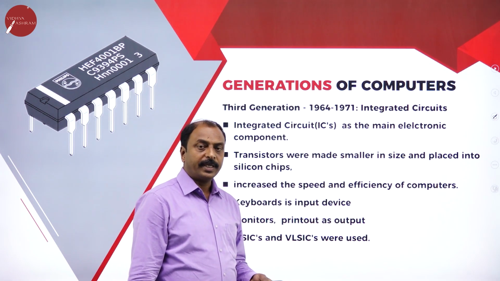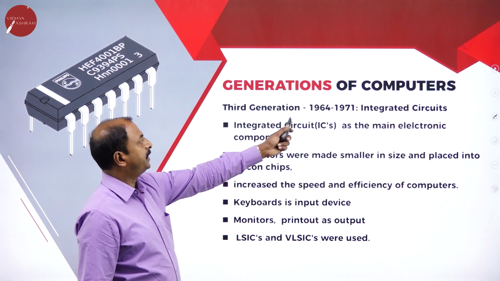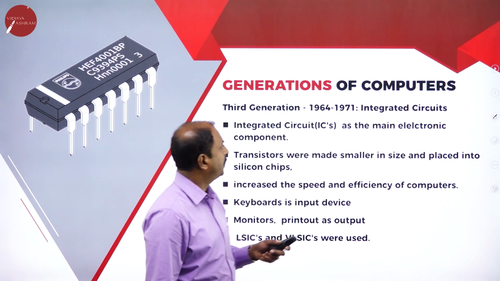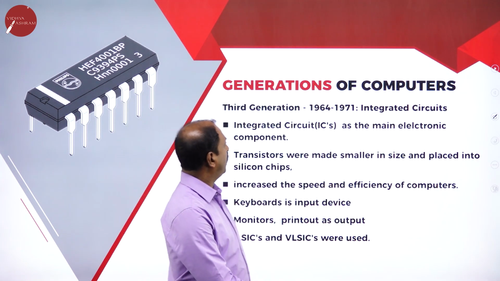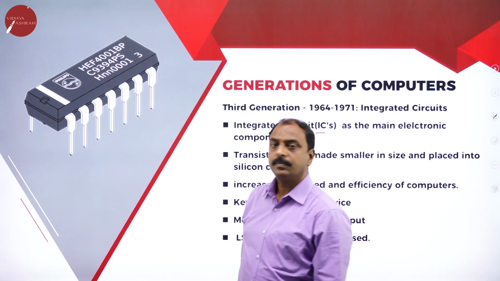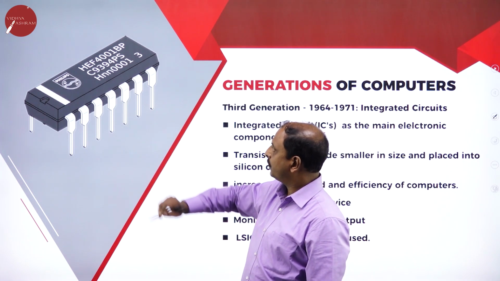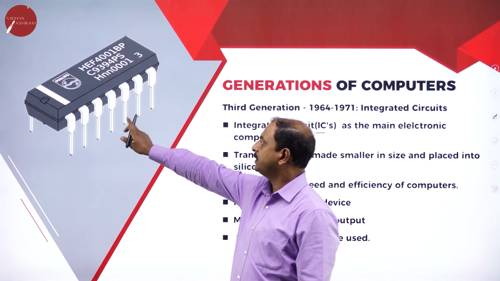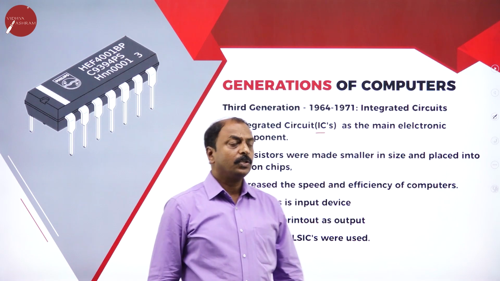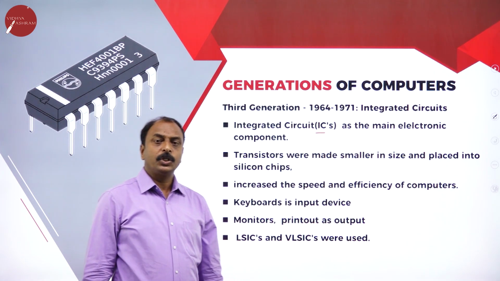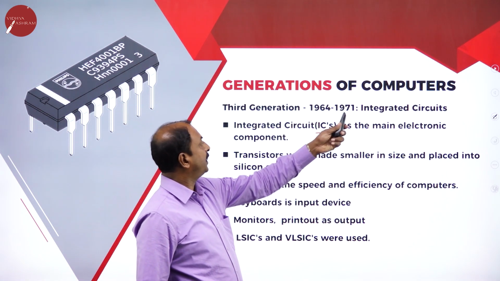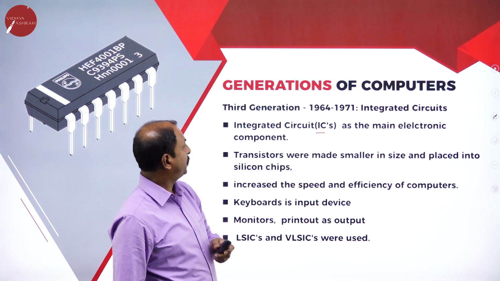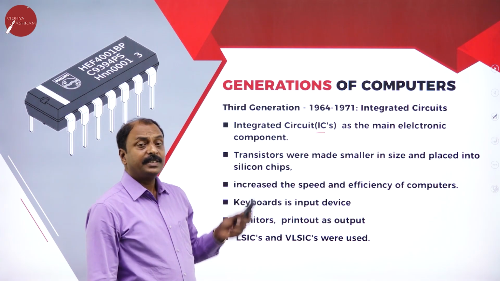Now let us move on to the next slide. It is the third generation of computer system. Here, integrated circuits or ICs. Now you can see the picture of this. This is called an IC or integrated circuit. So the main electronic component used in third generation computers is the IC or integrated circuit. And what is an IC?